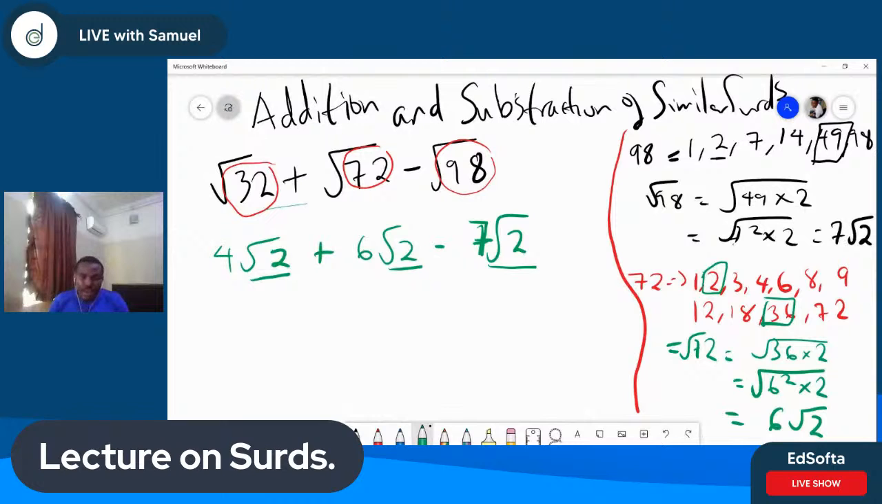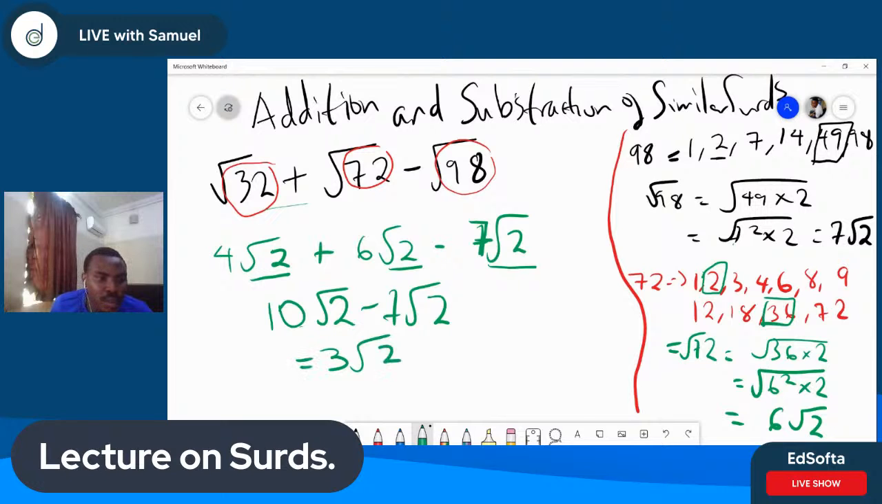Because of the fact that they are all root 2, that is why you can have the answer. So 4 root 2 plus 6 root 2 will be 10 root 2, from our BODMAS. We do addition before subtraction. Minus 7 root 2. Then just see this as 10a minus 7a. So 10 root 2 minus 7 root 2 will give us 3 root 2. Very, very simple. So that is all about addition and subtraction of similar sorts.